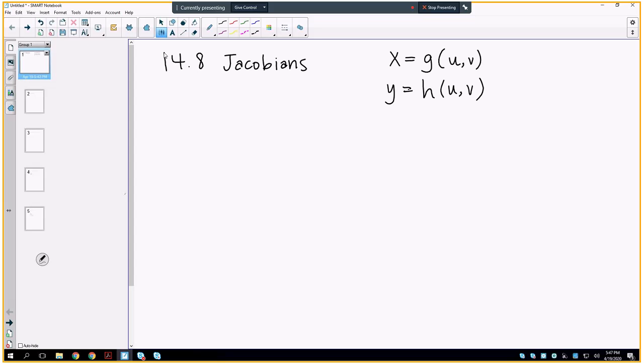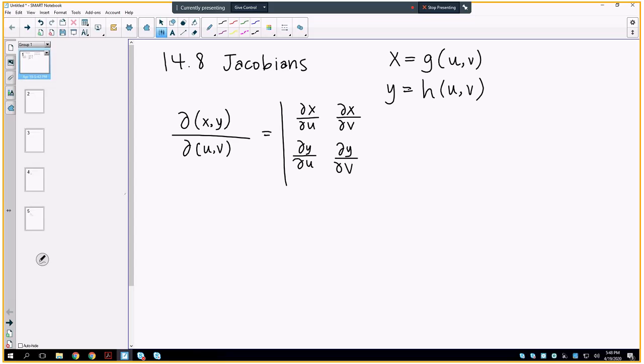then the Jacobian, which we can denote as del x and y over del u and v, is going to be the determinant of the matrix del x del u, del x del v, del y del u, and del y del v. The determinant of that matrix is del x del u, del y del v, minus del x del v, del y del u.